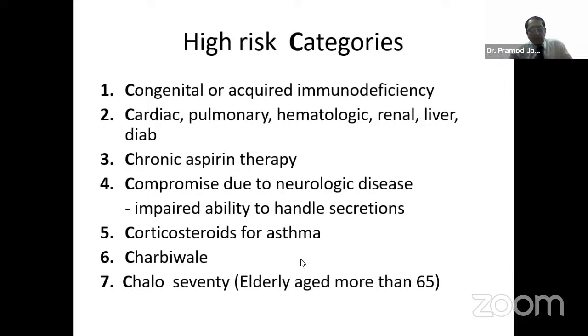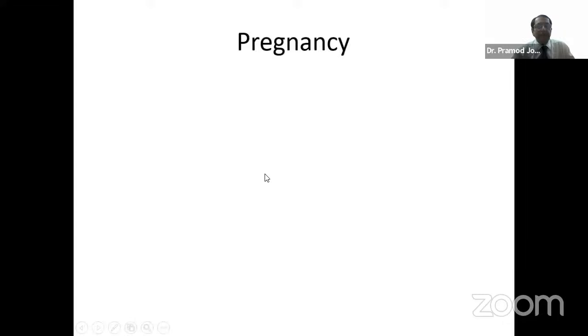So if you come across any of these, because in a family it is possible that the child has influenza and the grandfather is asthmatic, the mother is, say, pregnant, the father is likely to be diabetic.